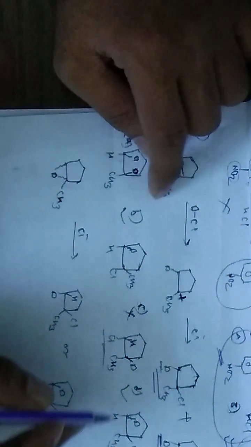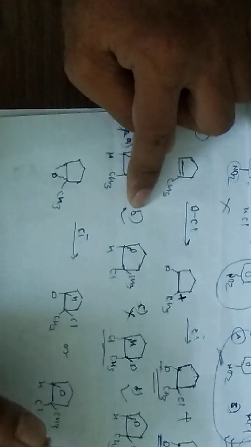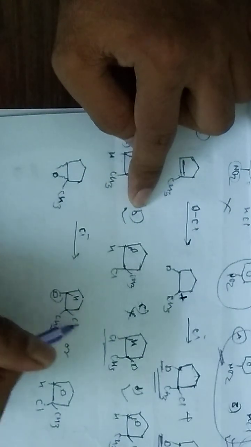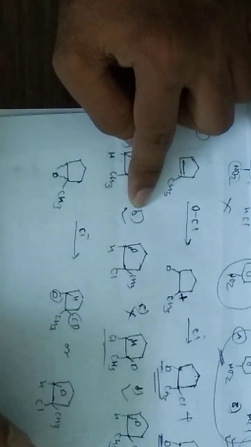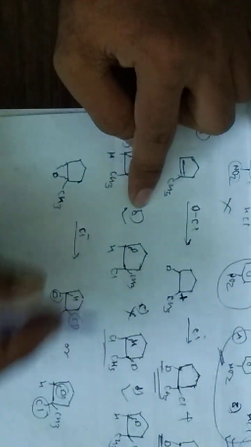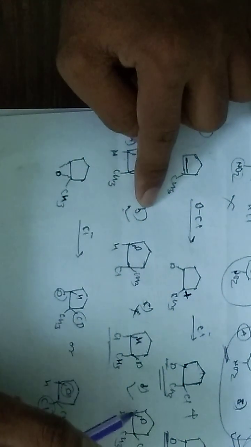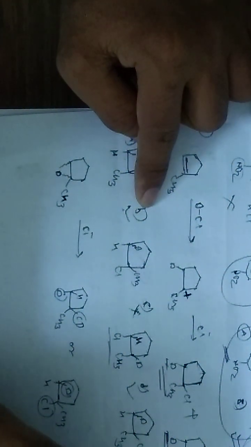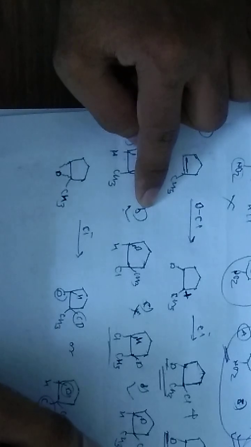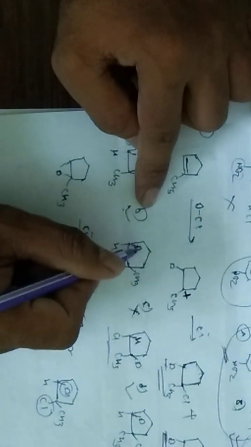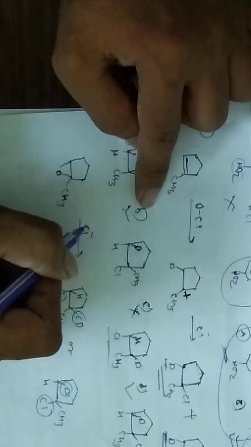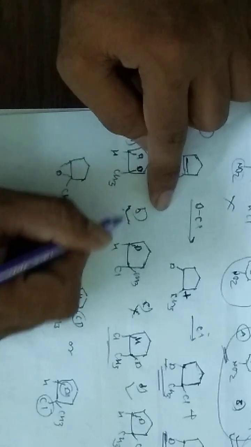So here if we see the B and D options, the positions of deuterium and chlorine should be trans. So in which option are the deuterium and chlorine in opposite positions? In B. In D, chlorine and deuterium have the same position, the same side. So in the B option, deuterium and chlorine are on opposite sides. So the correct option is B.